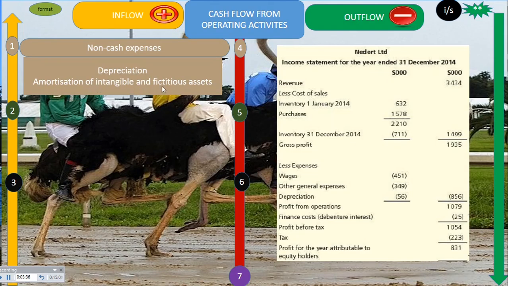Amortization of intangible and fictitious assets. For intangible assets like goodwill, patent, trademark, copyright, we use the term amortization. It is the same as depreciation. Depreciation is the term used for non-current assets, while amortization is the term used for intangible and fictitious assets. If there is depreciation or amortization, these are non-cash expenses, and we need to add them back to get cash flow from operation.